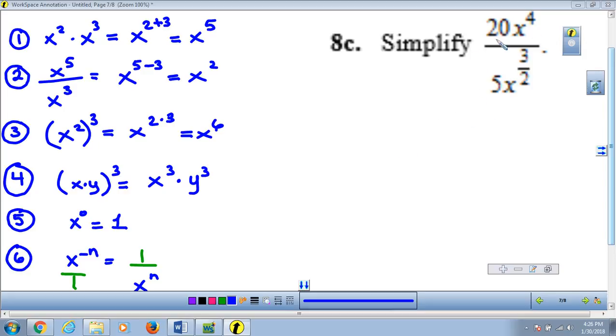So here we have to simplify, and we have this fraction, so we're dividing 20 by 5, that would be 4. These two x's are dividing by one another, and they have exponents, so I'm going to apply the second rule. We're going to subtract the top exponent minus the bottom exponent to come up with a single exponent for this x.